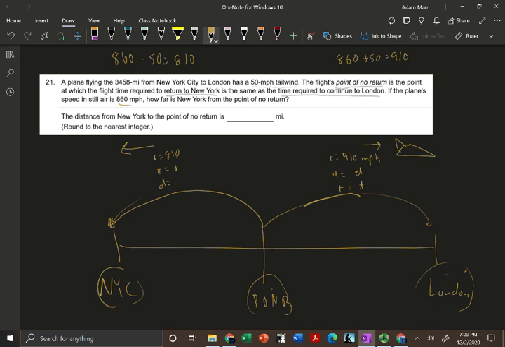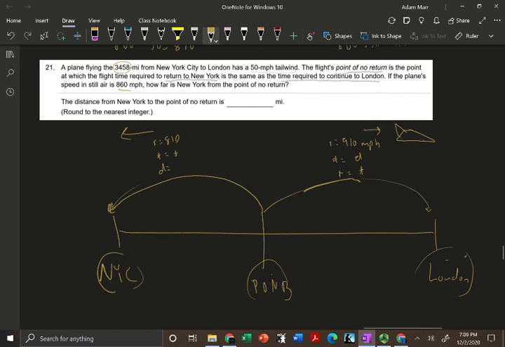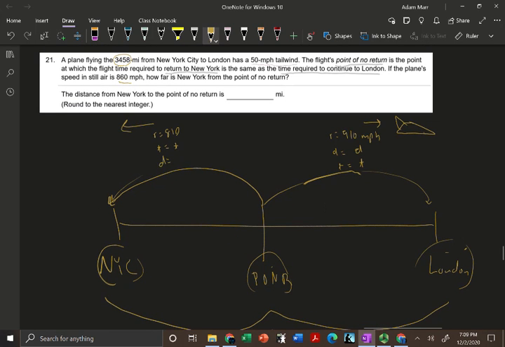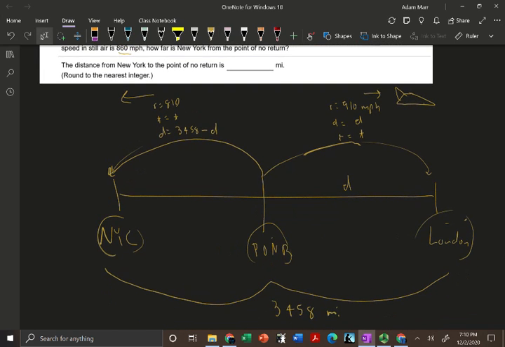Now my distance, well, one thing we know is that the entire distance is 3,458 miles, right? This whole amount is 3,458 miles. So that means this distance is just going to be 3,458 minus D, because if this distance is D right here, this distance would just be 3,458 minus D, right? Okay, and let me just make this uniform right here. Good. All right, no problem.